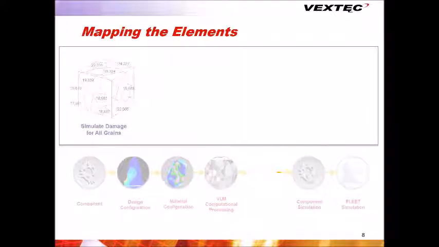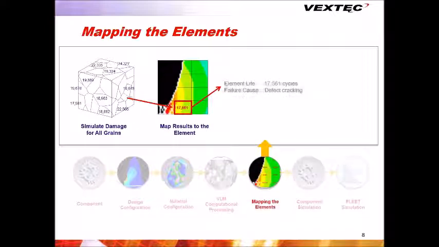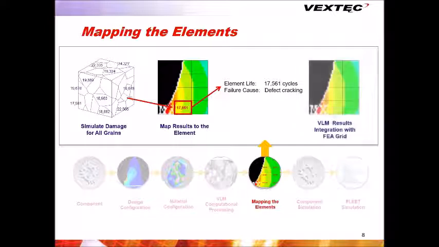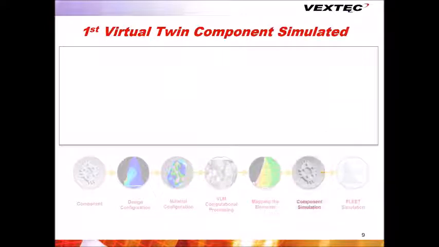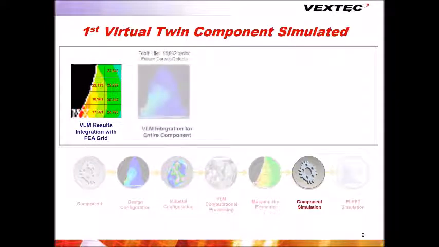Ultimately, all the grains within the 3D representation will be evaluated. The results are statistically processed to predict the starting point FEA element life. In this case, the element life was determined to be 17,561. A similar process is used to determine the element life for each and every FEA element. All of the FEA element lives are statistically processed to determine the starting point gear tooth life. This entire process is repeated for each of the gear teeth in the component.